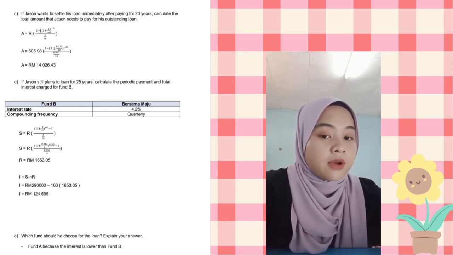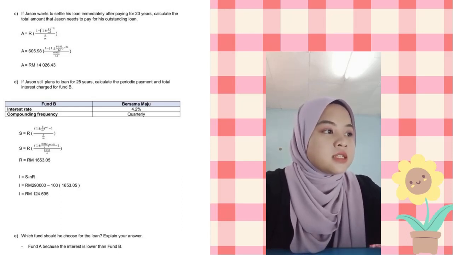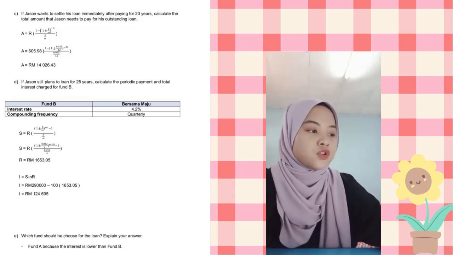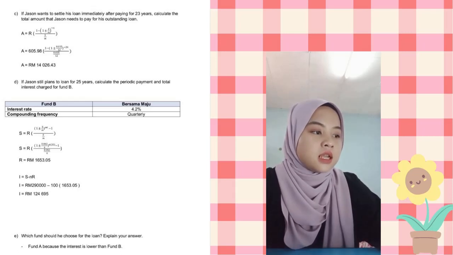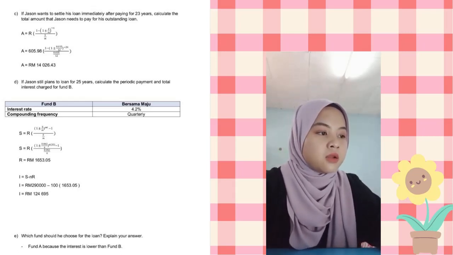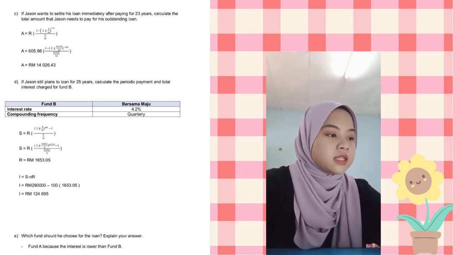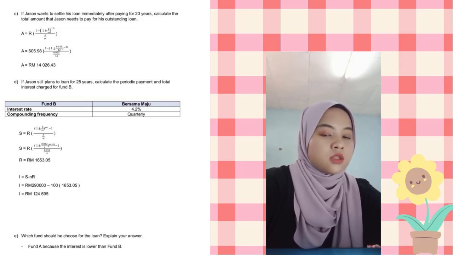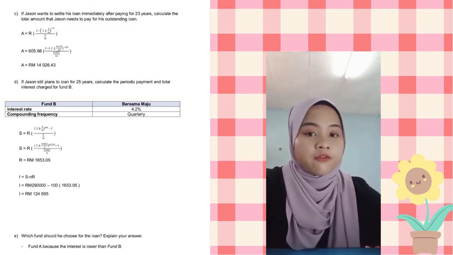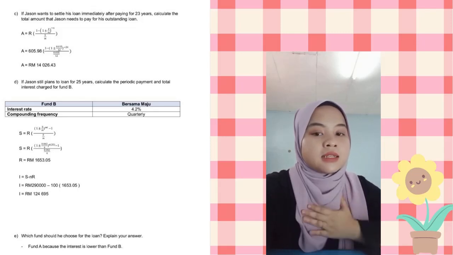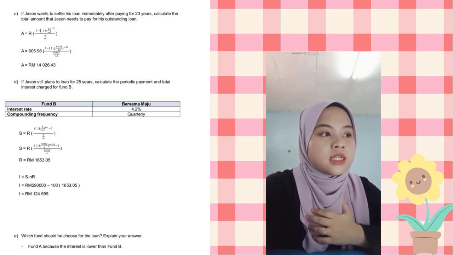ringgit 05 cents. So for the interest charge for Fund B, I equal S minus nR. So I equal to 290,000 minus 100 times 1,653 ringgit 05 cents. We got the answer for interest is I equal to RM 124,695 ringgit. Then for question E, which fund should he choose for the loan? Explain your answer. And my answer is Fund A because the interest is lower than Fund B.